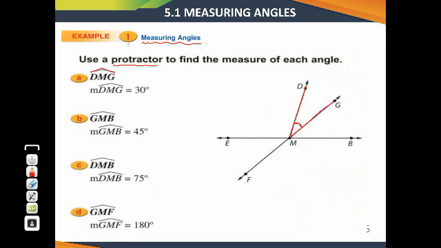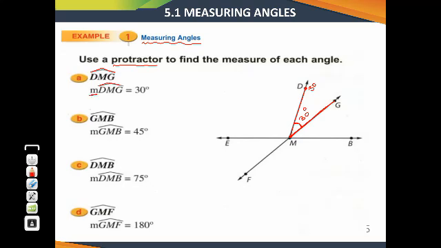I cannot show you right now how to use the protractor on my screen, so let's try; you can do it at home. This is the vertex. Use the protractor in here, and the degree is here. You should read 30. So it means this angle is 30 degrees. So the measure of DMG, angle DMG, is 30 degrees.